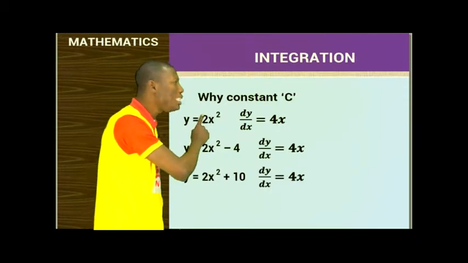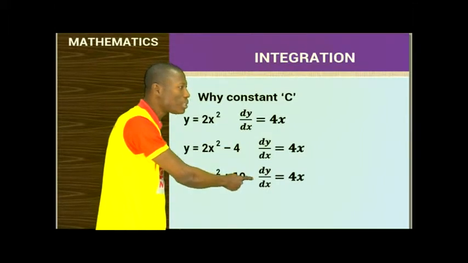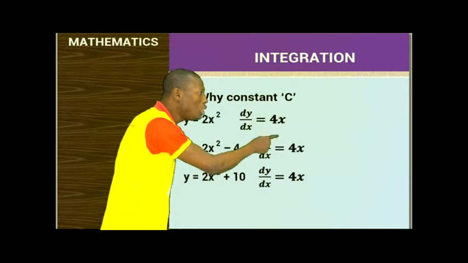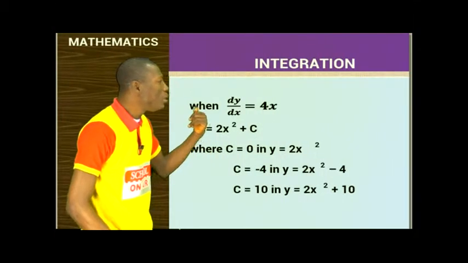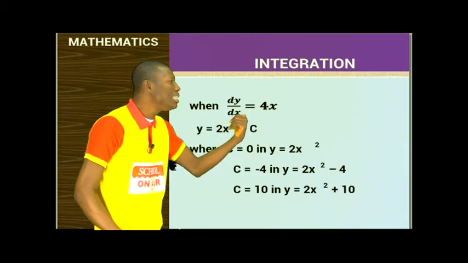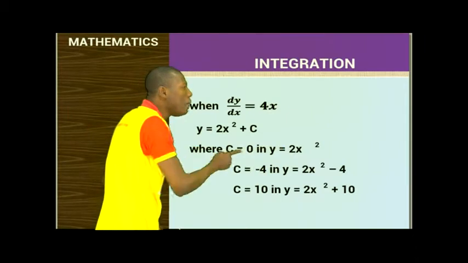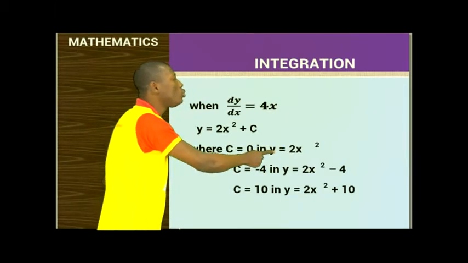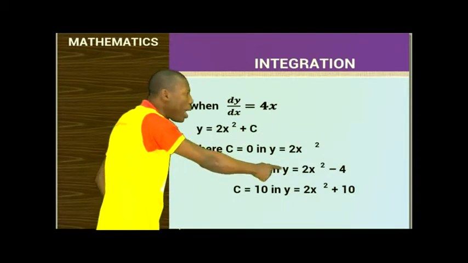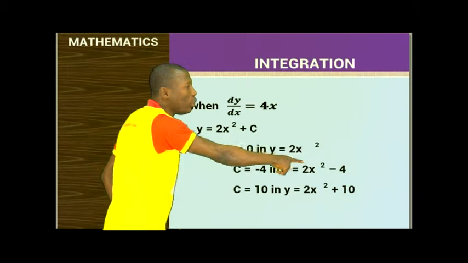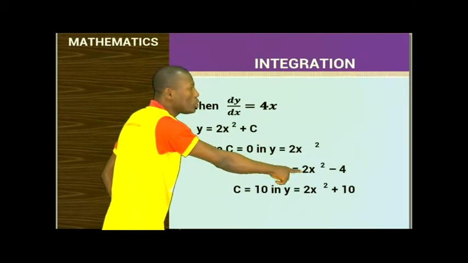But if I find the dy/dx of this one, I get 4x. The dy/dx of this one, I get 4x. The dy/dx of this one, I get 4x. Then if I integrate all of these, when dy/dx is 4x, I get 2x squared plus c. For this one, in this case, my c is equal to 0 when I have 2x raised to power 2. Then my c is equal to minus 4 if I have y is equal to 2x squared minus 4. In this case, if I have y is equal to 2x squared plus 10, my c is equal to 10.